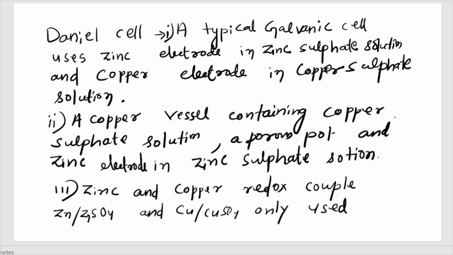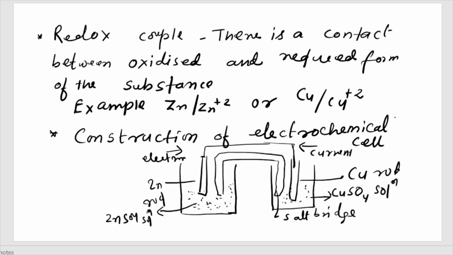Zinc and copper. Here you are using zinc and copper, meaning what? Redox couples. You know zinc always dissolves in zinc sulfate solution and copper in copper sulfate solution, because you are taking a copper vessel containing copper sulfate solution. So what is the combination? Zn | ZnSO4 and Cu | CuSO4 solution are used.